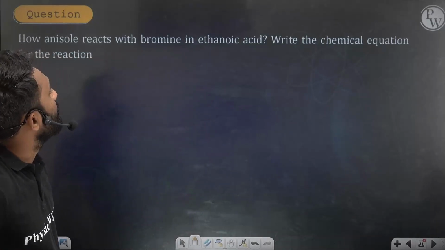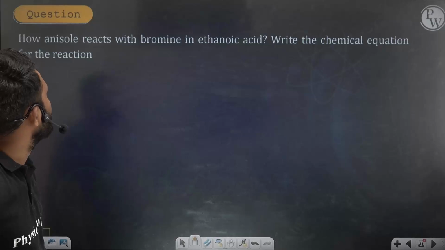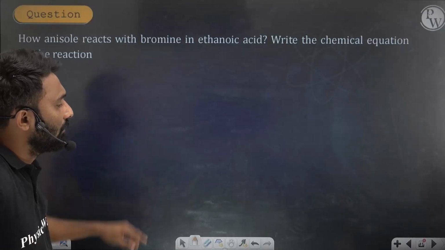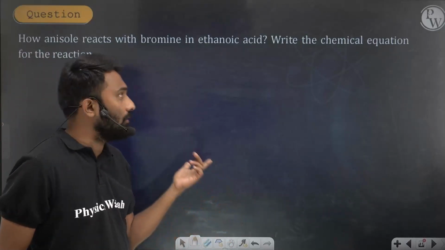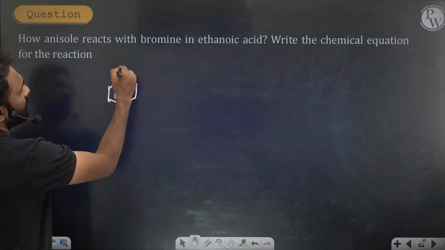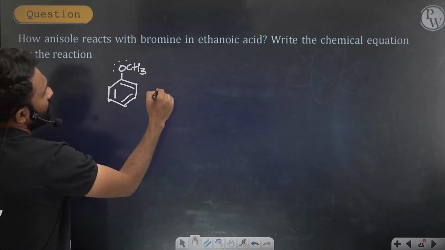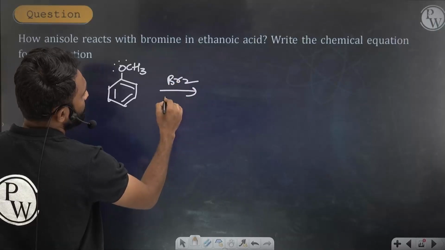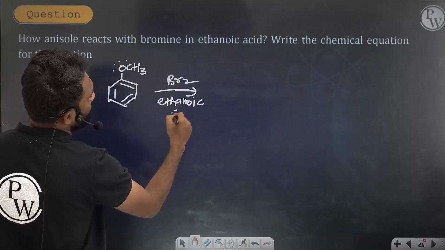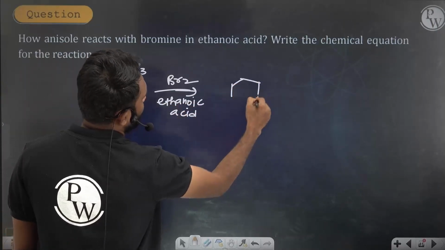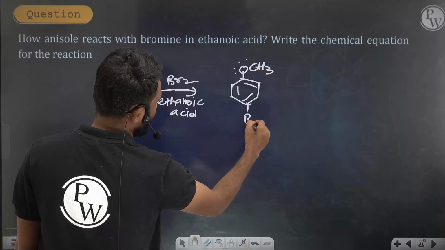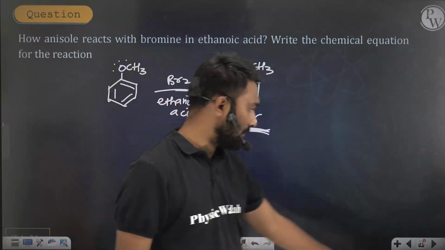How does anisole react with bromine in ethanoic acid? Write the chemical equation. I think we have already seen this question. Now how is it reacting? With Br2, I think this question has been repeated two times. Now in the presence of Br2 and ethanoic acid, what are we getting? Br. Clear? This is the answer. Next question.